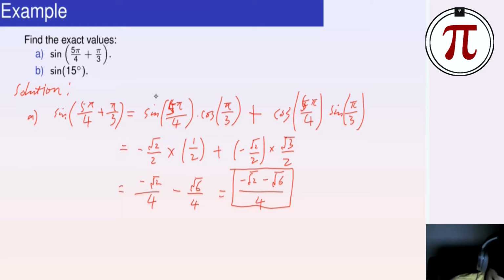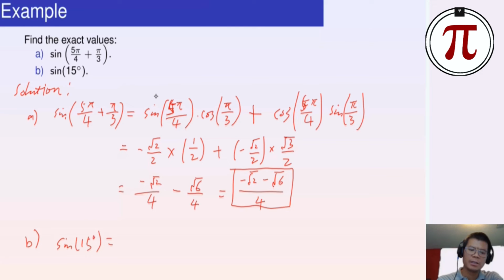Now what about B? Sine of 15 degrees. Now this one can be written as what? 45 degrees minus 30 degrees. Right? So this is going to be 45 degrees minus 30 degrees, which equals sine 45 cosine 30 minus or plus? Minus. Right, so minus cosine 45 times sine 30.